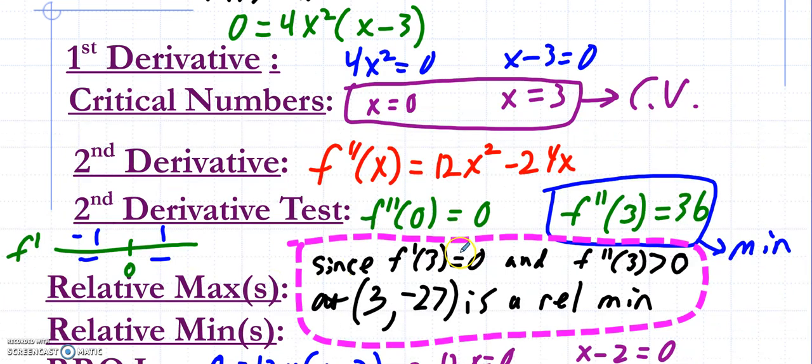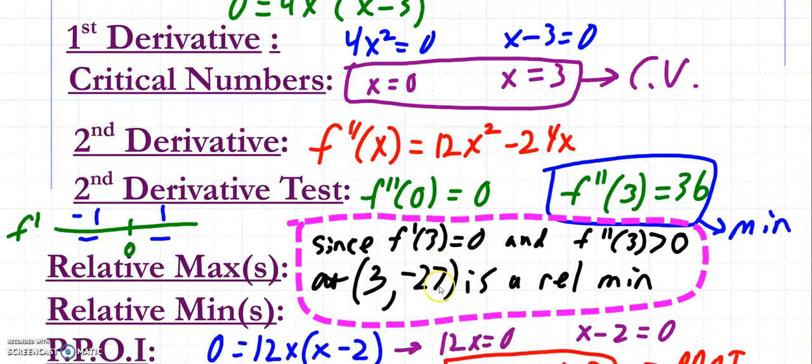Now I can answer the minimum or maximum problem using my derivative speak. So since f prime of 3 equals 0 and f double prime of 3 is greater than 0, at 3 comma negative 27 is a relative minimum.